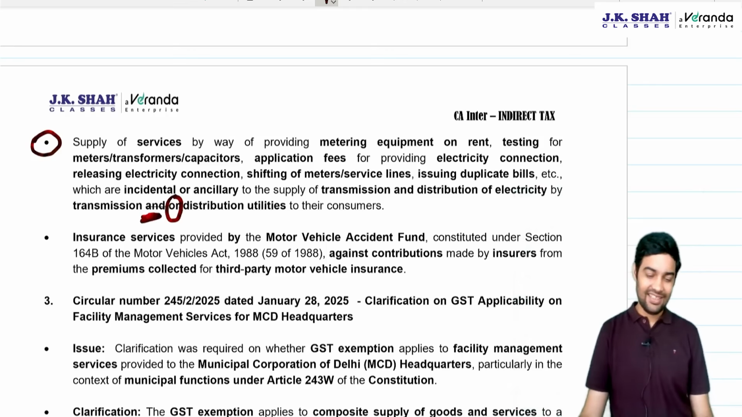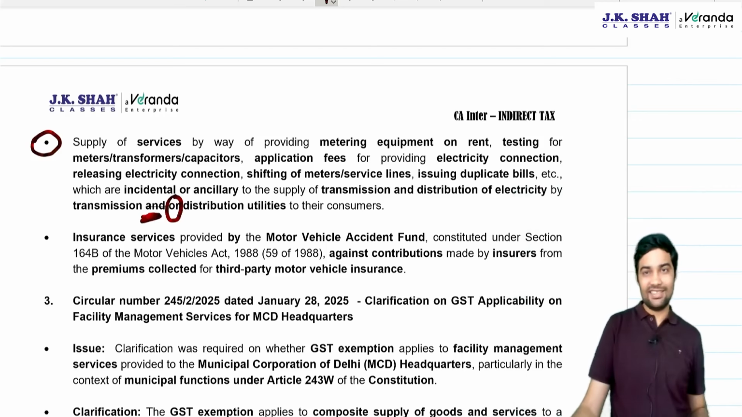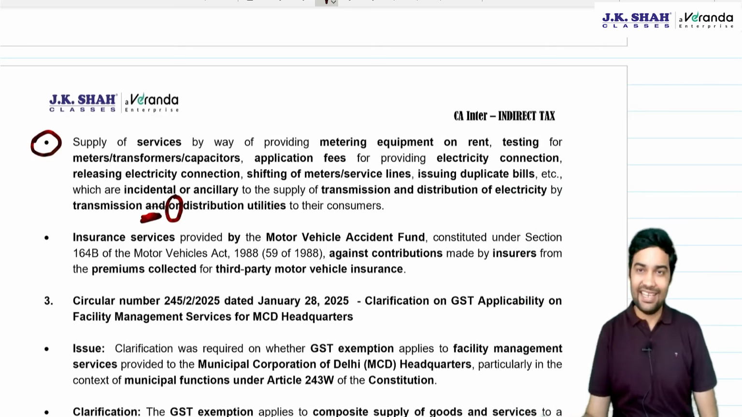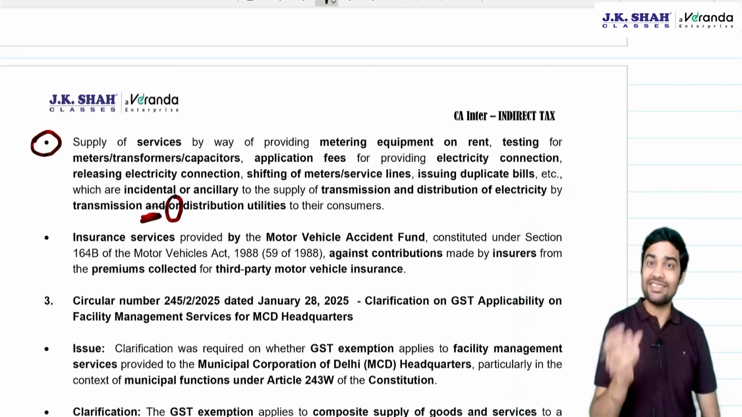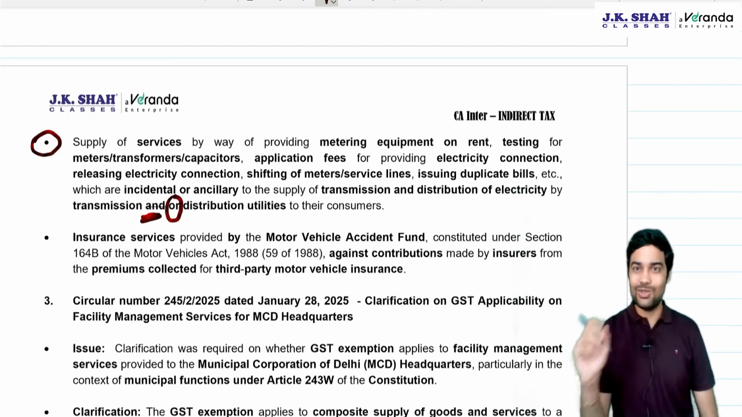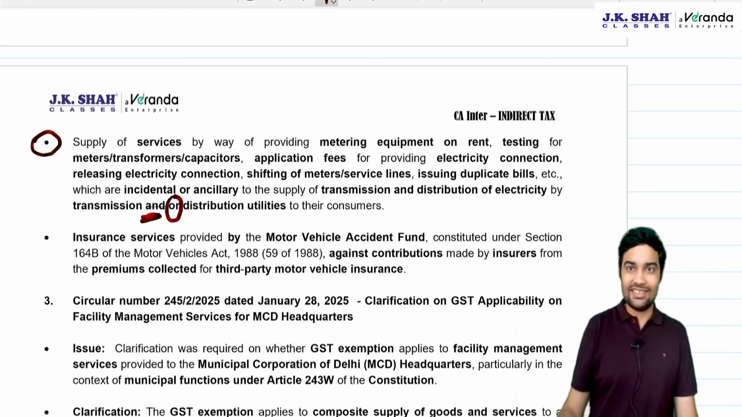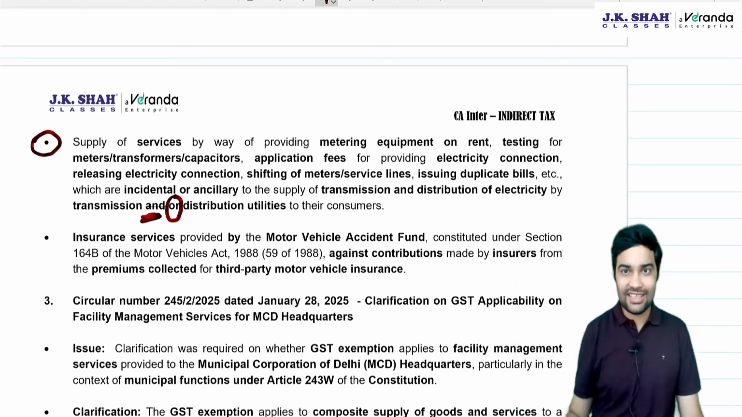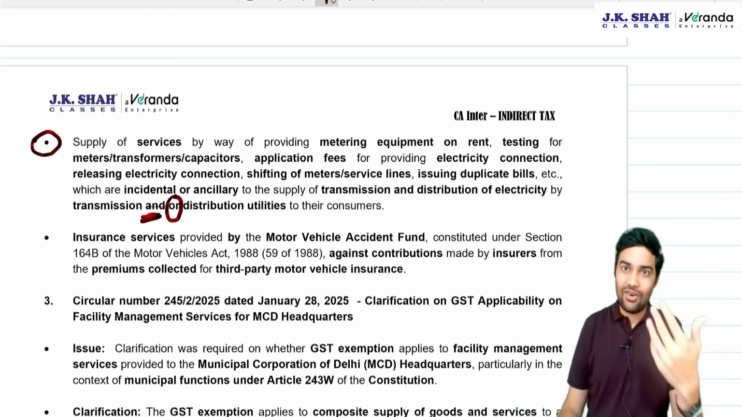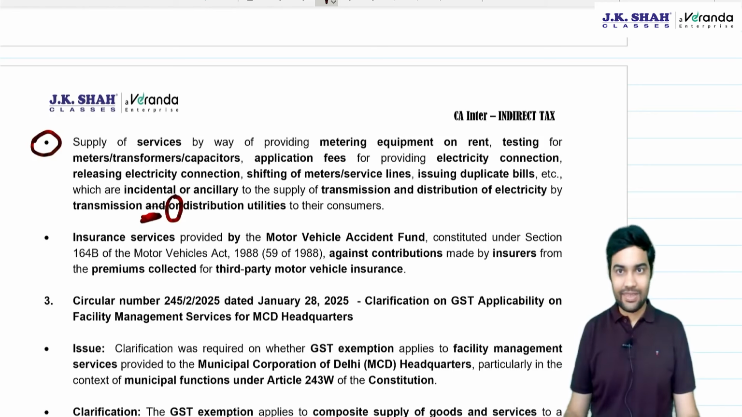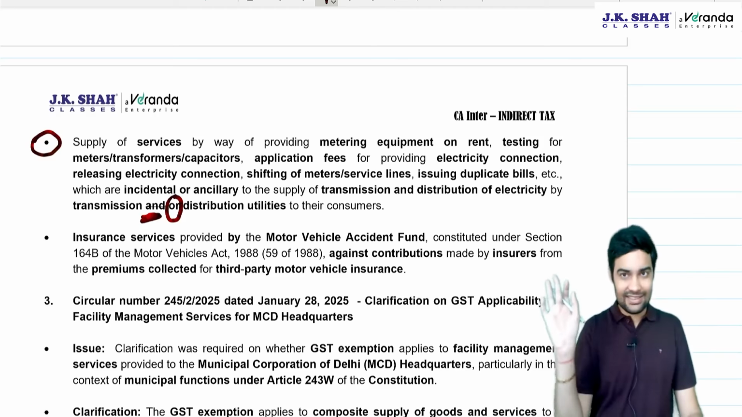Why, sir? See, they provided exemption for meter change charges, meter renting charges, testing of meters, duplicate bill charges. All these are ancillary services to electricity. All services which are ancillary to electricity should also enjoy the exemption, correct? Ancillary services to electricity are all exempted. Is it, sir? Yes. All services ancillary to electricity are exempted.